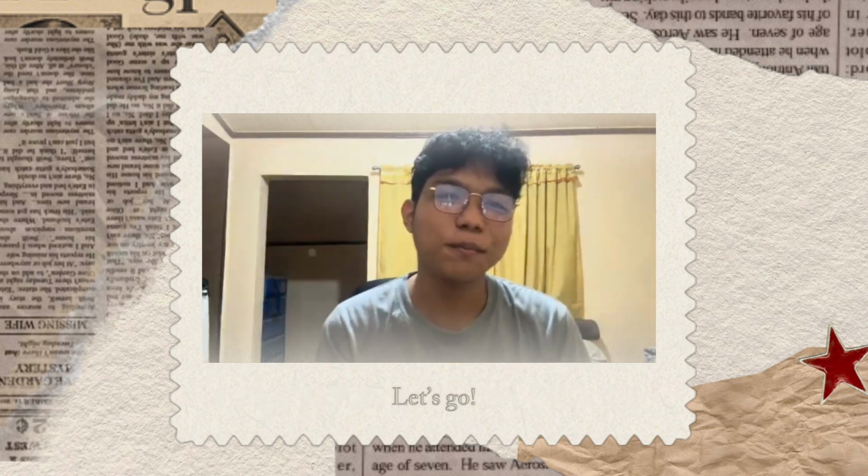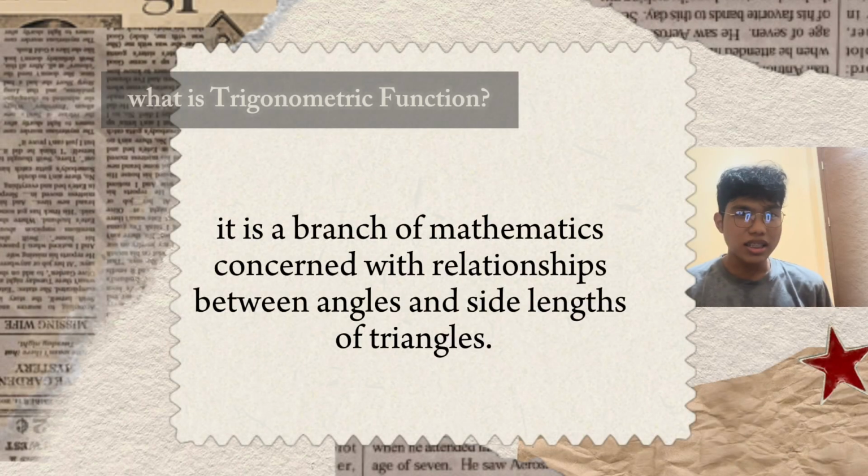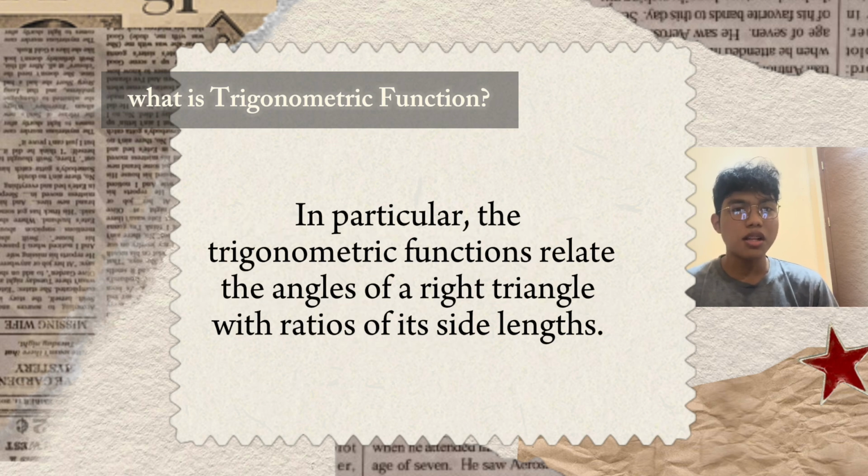So what is a trigonometric function? Trigonometric function is a branch of mathematics concerned with the relationship between the angles and side lengths of a triangle. In particular, the trigonometric functions relate the angles of a right triangle with the ratios of its side lengths.